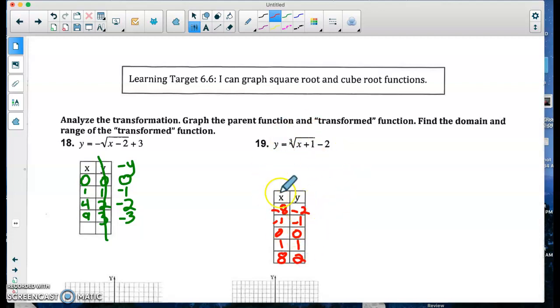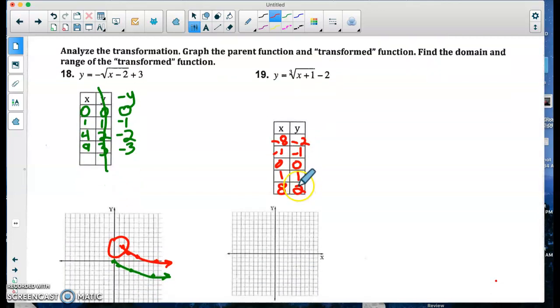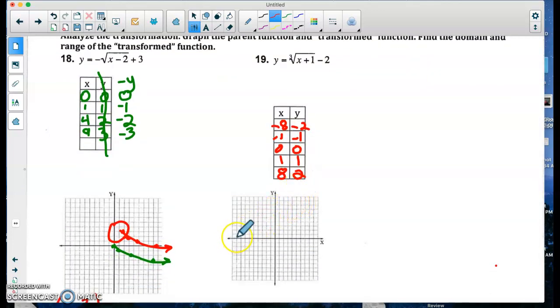Now on this one, number 19 compared to number 18, I don't have to make a third column because I don't have anything in front of my cube root. So I can just go and plot my parent graph right now. If you guys remember from class, I like to call this one the wave because it goes up and down. Or it starts down and then goes up actually.